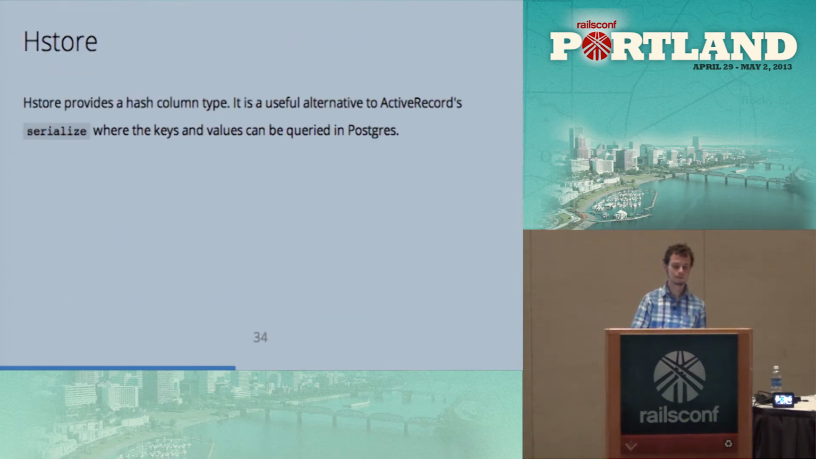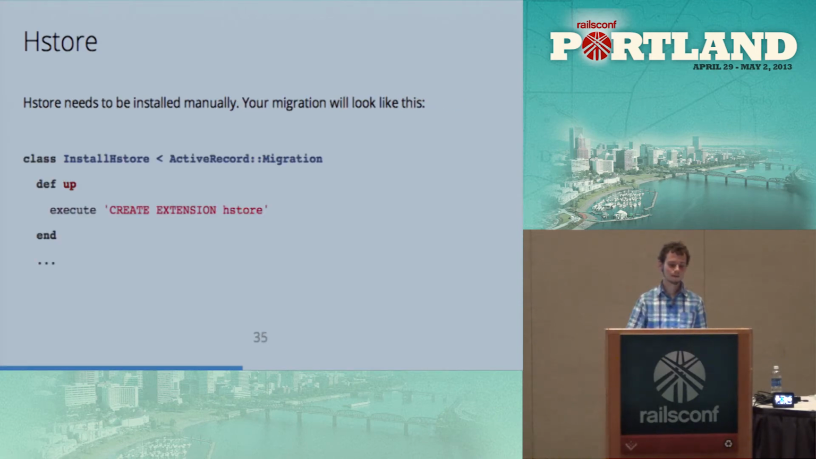Postgres has got a nifty thing called hstore. hstore provides a column type that's a hash, essentially. And it's a useful alternative to ActiveRecord's serialize, because with an hstore, you can actually query it. Yeah, you can actually query it. And that's great. Now, a little bit to get set up.